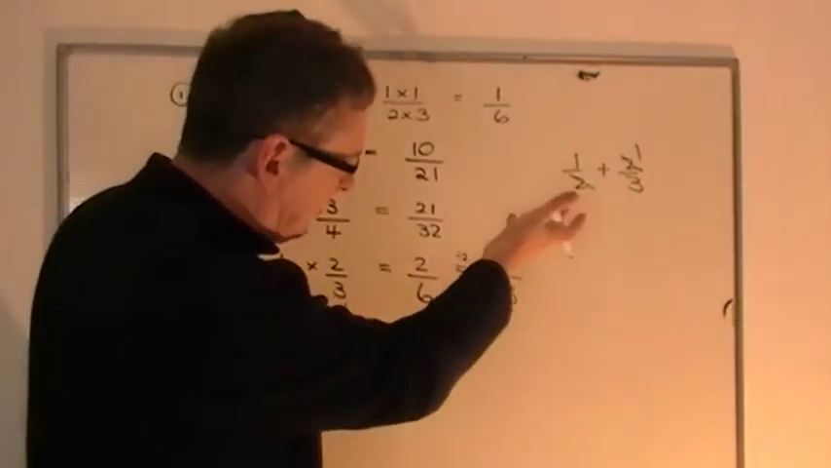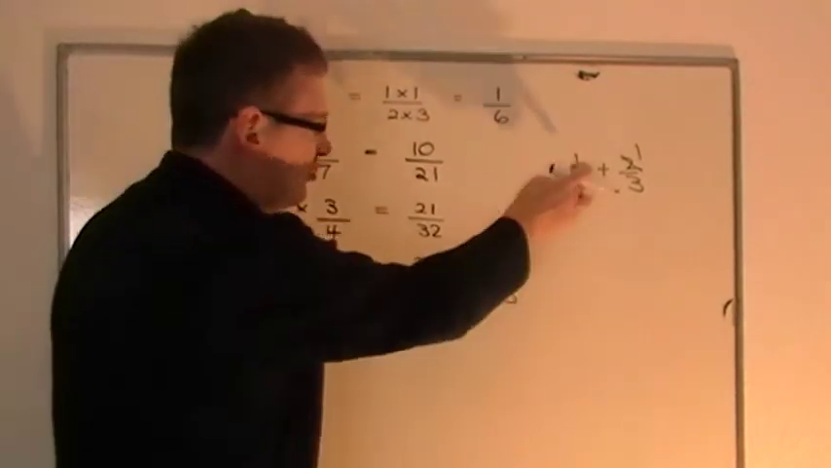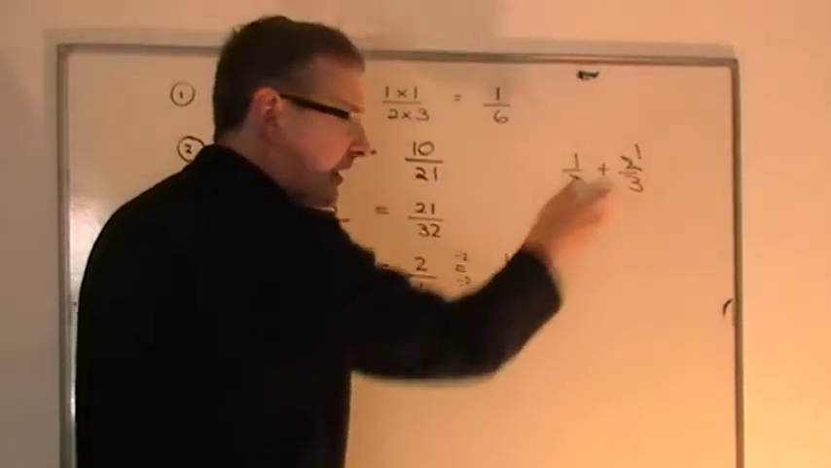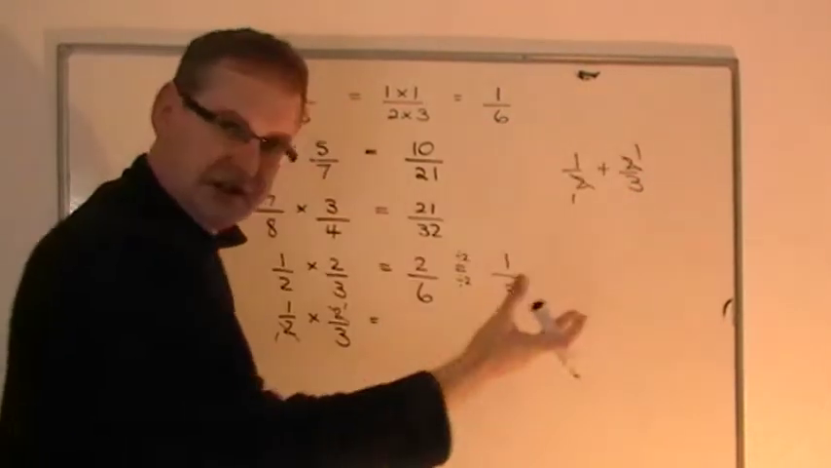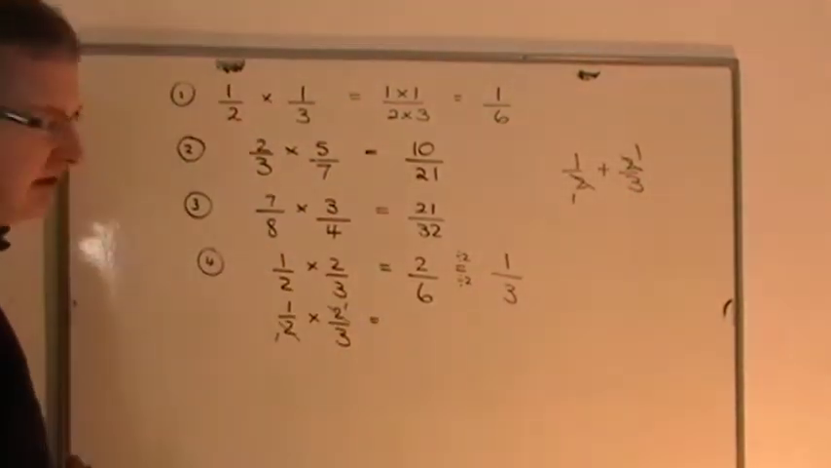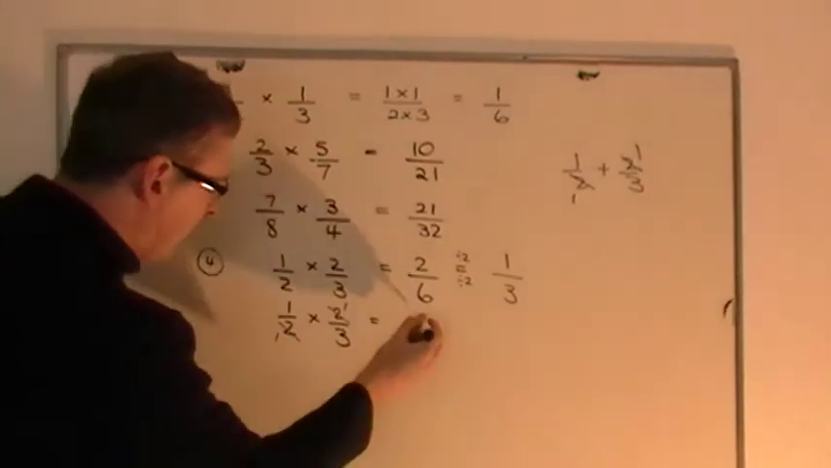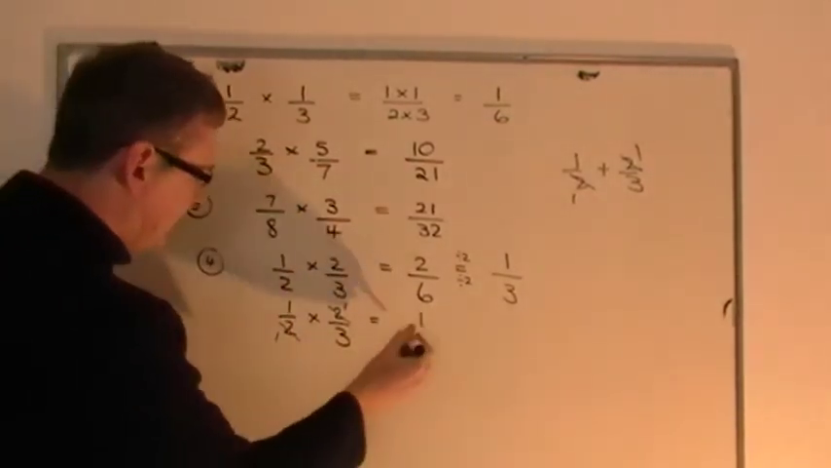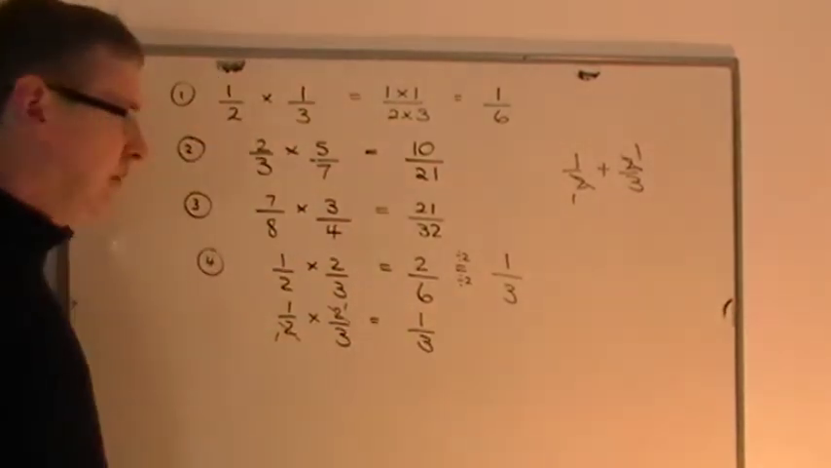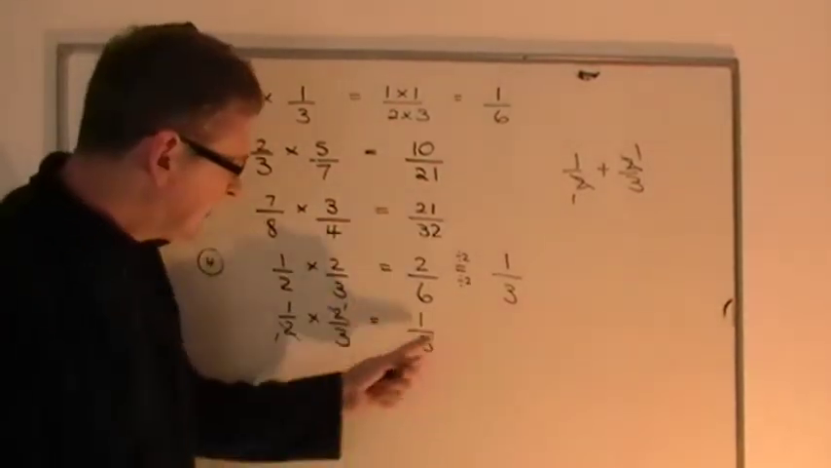So in that case you get both of them to be 6s. Treble that, double that, double that. So you do not cancel in that situation, but here you're allowed to cancel. It does work because now you've got 1 times 1 on the top, which is 1, and 1 times 3 on the bottom, which is 3. You get 1/3. You get the same answer.